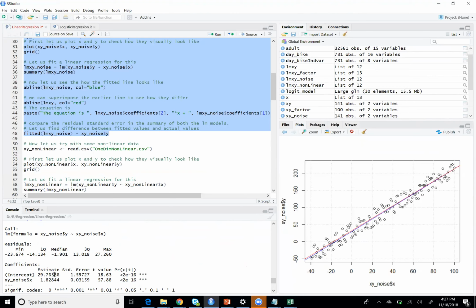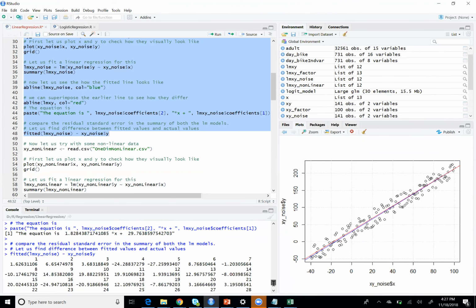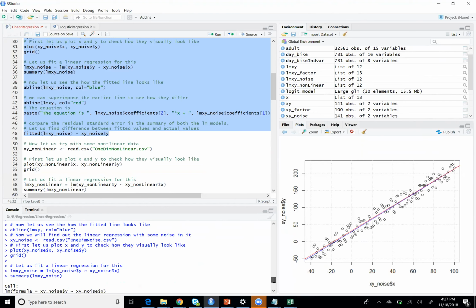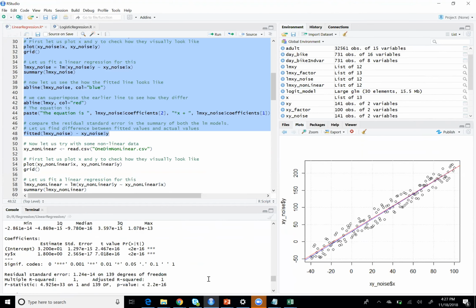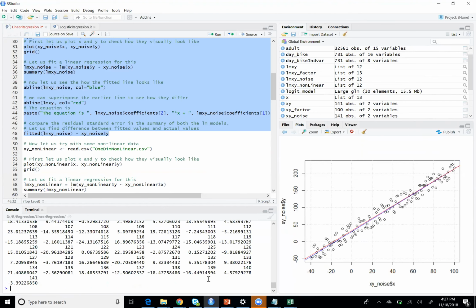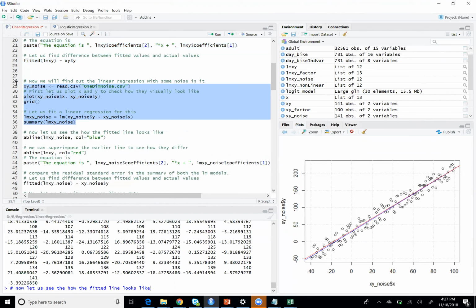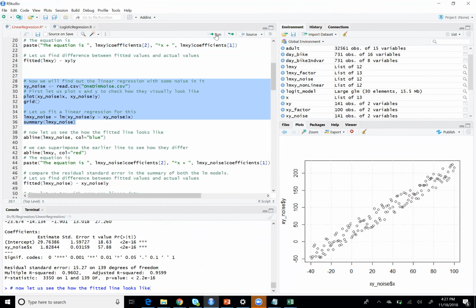It has the intercept estimate of this and A estimate of this thing. And as you can see, your R value is no longer 1. Let me just stop at summary. This is one dimensional with noise. So let me just run this back. See, your R value is no longer 1, but it's very close to 1.